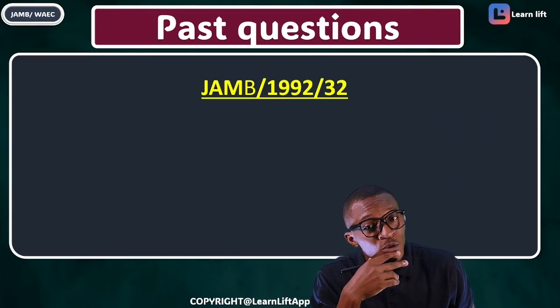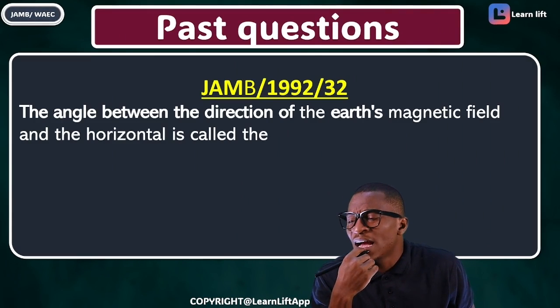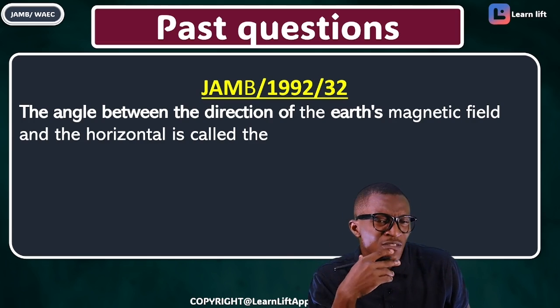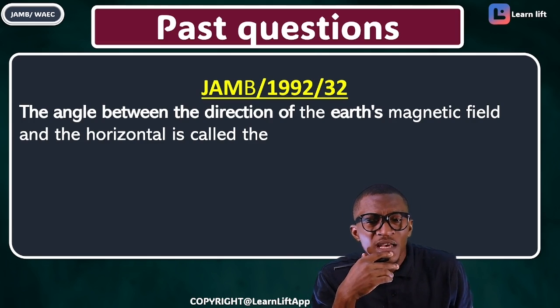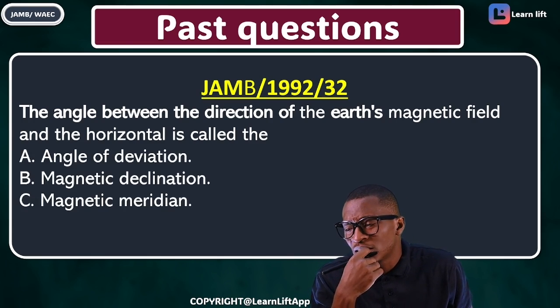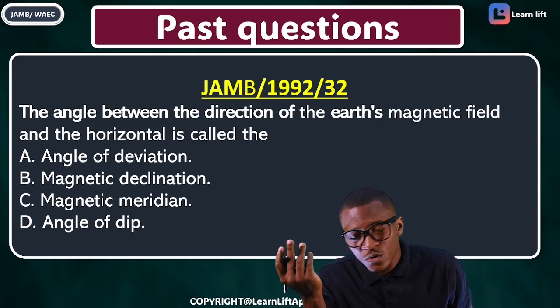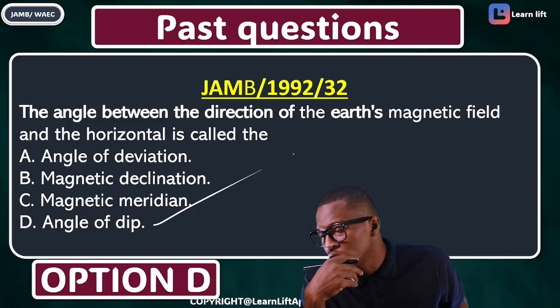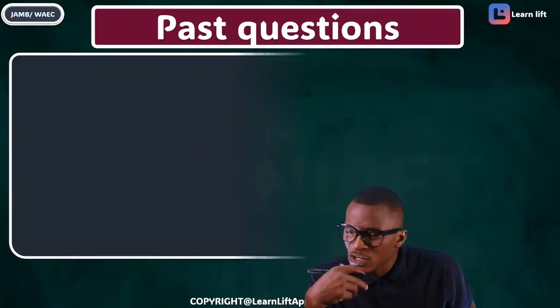You can pause it and take JAMB 1992 question 32. The angle between the direction of the Earth's magnetic field and the horizontal, that means the angle of dip. The angle between the Earth's resultant magnetic field and the horizontal is called: deviation, declination, meridian, or angle of dip? Dip, also called angle of inclination, making option D the answer.